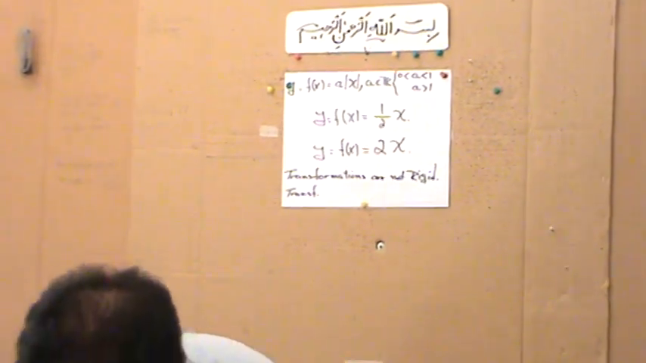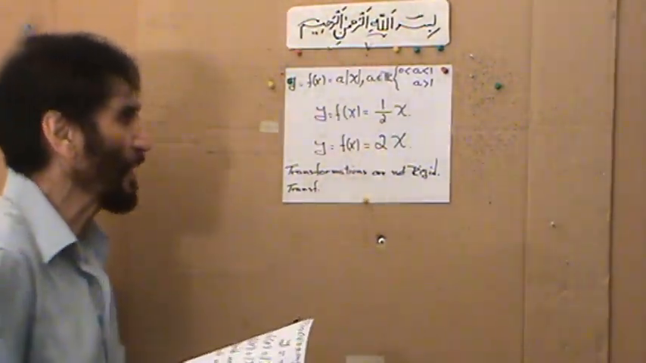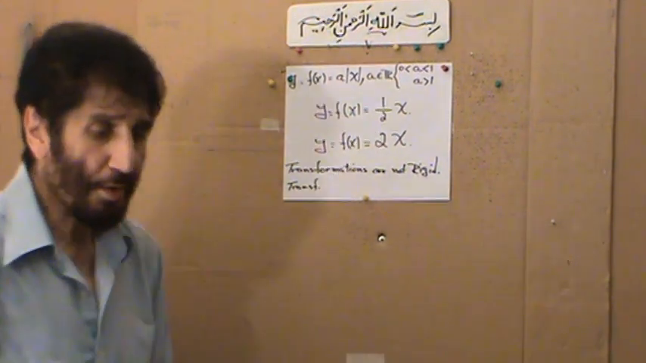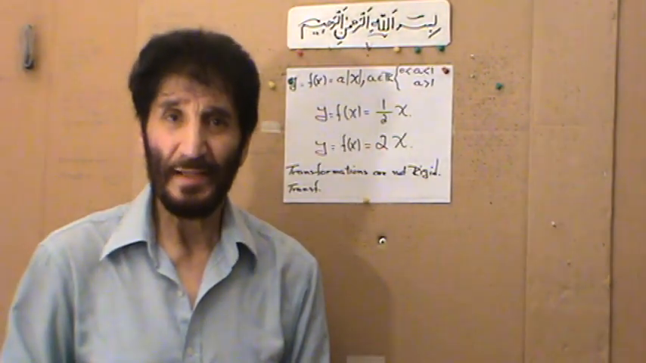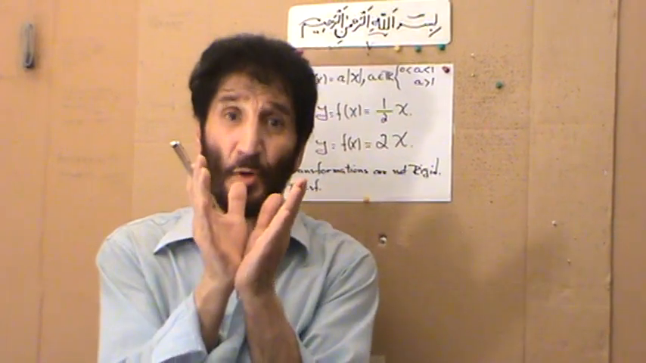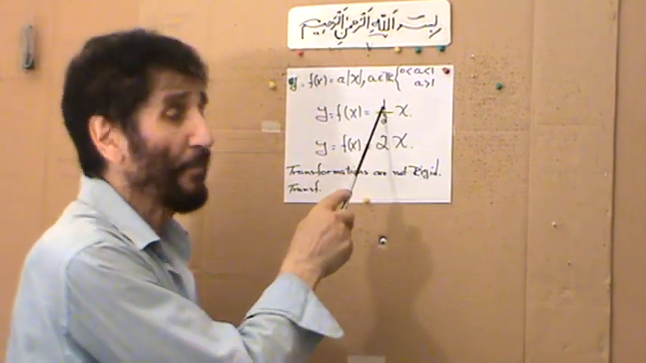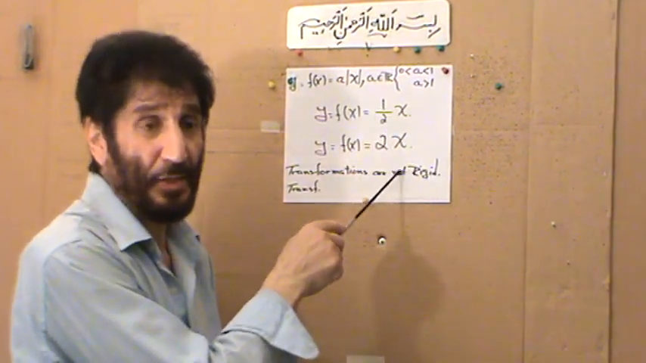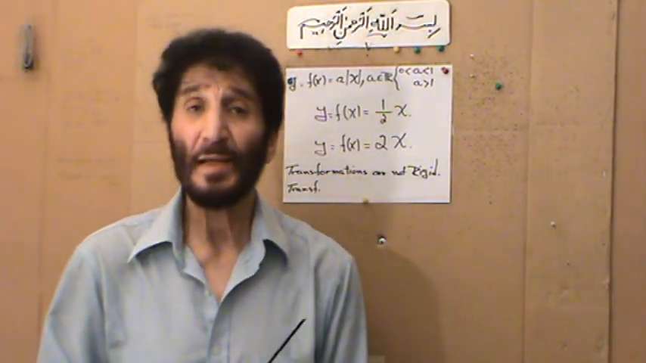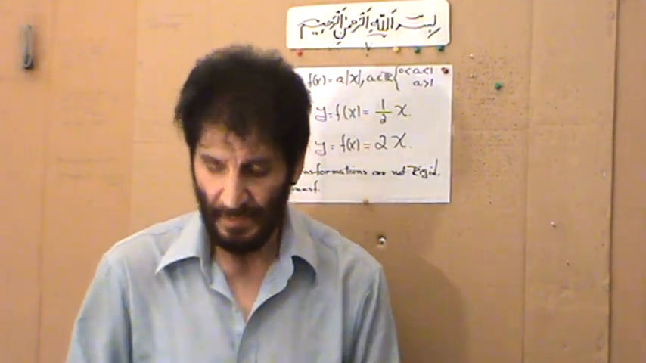Now, by the way, I forgot to mention, I'm glad I wrote it here. This is a transformation, but not a rigid transformation. Why? Because the parent graph was distorted. We distorted it to get the graph of 1/2 of x, and we distorted it to get the graph of 2x. So that is not a rigid transformation, as we mentioned in the beginning of this lecture.